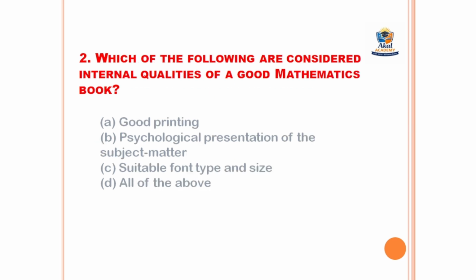Next question. Which of the following are considered internal qualities of a good mathematics book? Option A, good printing; B, scholarly presentation of the subject matter; C, suitable font type and size; D, all of the above. So all three things are checked for books, what kind of qualities they have. So all of the above, option D.